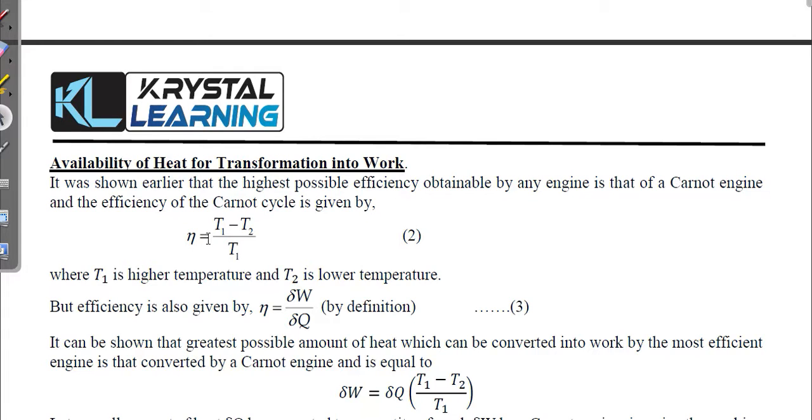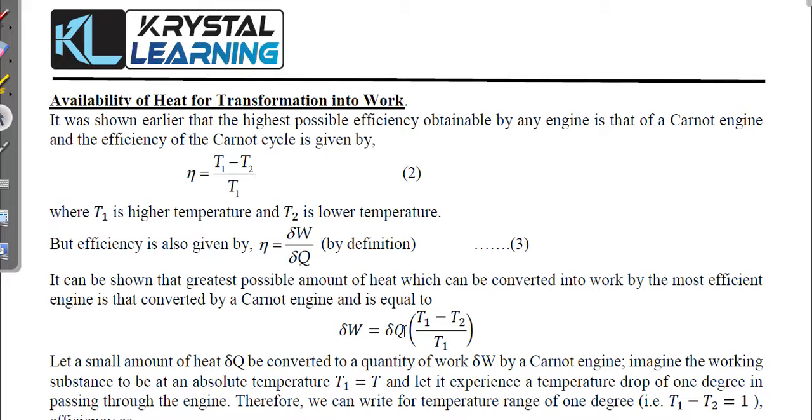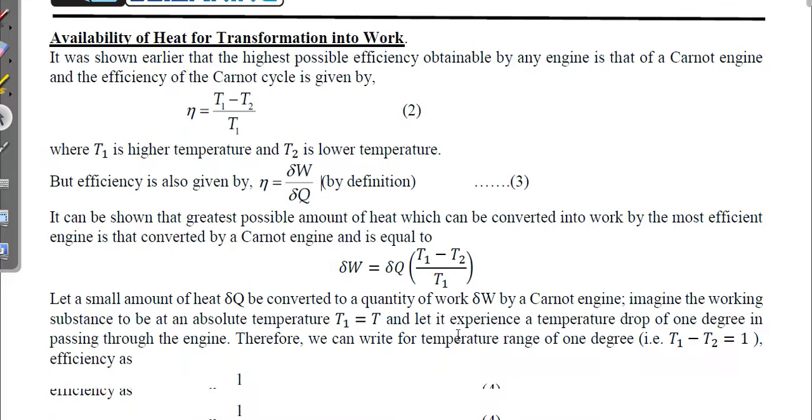So there the formula is given in terms of temperature, that is T higher minus T lower divided by T higher. We know this. And also the efficiency is given in terms of output upon input, that is dW output and dQ by definition. You just equate these two, equation 2 and 3. We get dW equal to dQ times (T1 minus T2) upon T1.